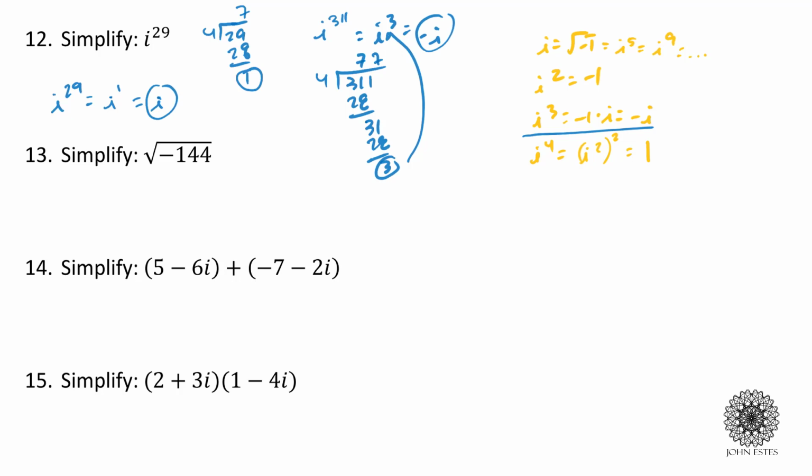Okay, so the remainder tells you, according to this chart here, what this is going to simplify to. Okay, now number 13, we're trying to simplify the square root of negative 144. And this is pretty simple because I know that the square root of 144 is 12, and the square root of negative 1 is i.